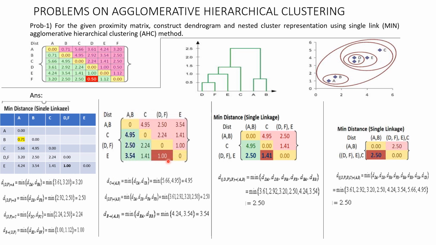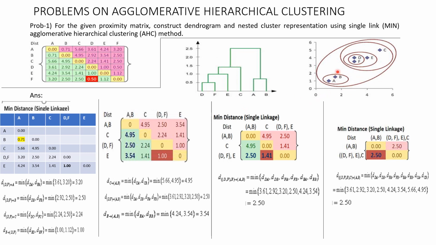Next, which was merged? D and F was merged with E. So if you see here, D and F was merged with E with a distance of 1. Here next, which was merged? 1.41, that is DFE was merged with C. So DFE was merged with C. Fine. Finally, this entire thing DFEC was merged with AB. So you got 2.5.